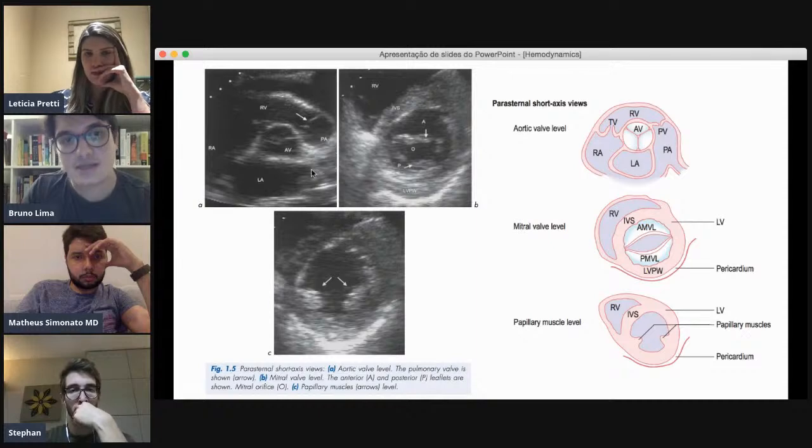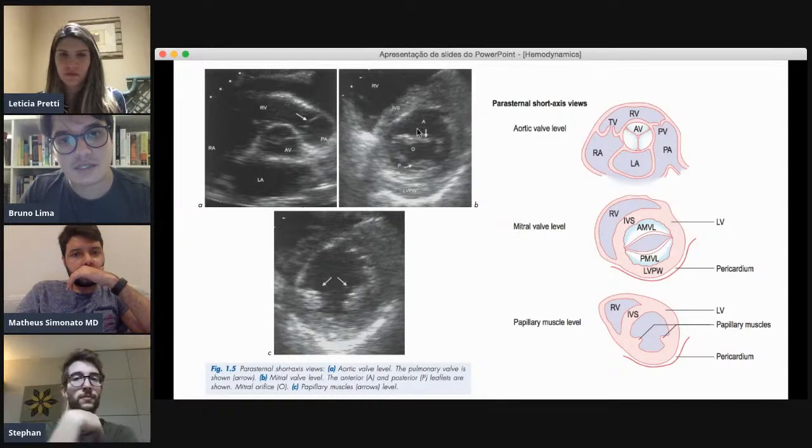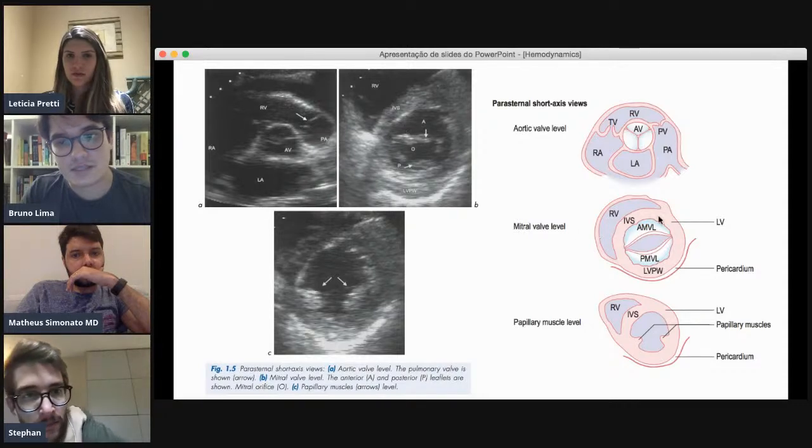This is usually a more challenging view. It's more fellow level. But if you go down, you're going to cut the ventricle, the heart, at the level of the mitral valve. And here you can see the anterior leaflet, the posterior leaflet. You're going to see a fish mouth here, just as you can see.